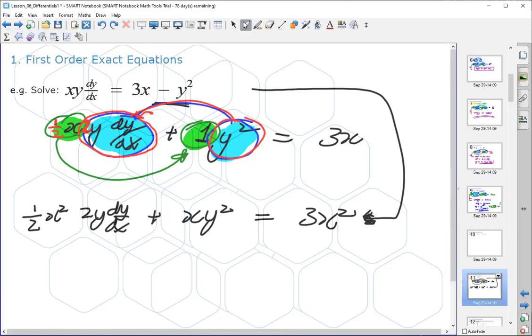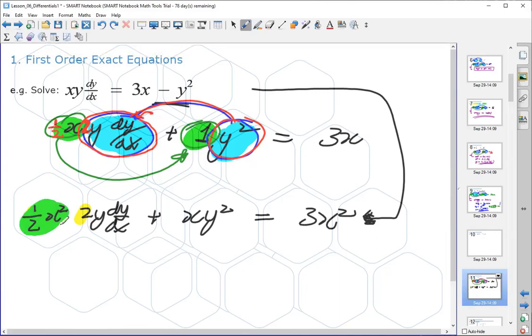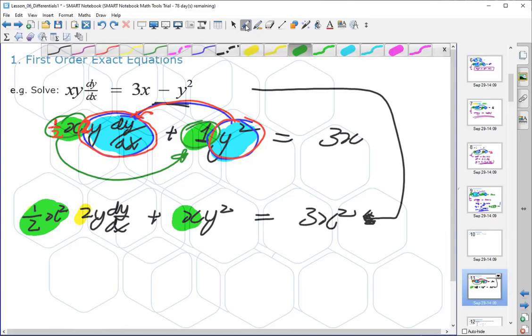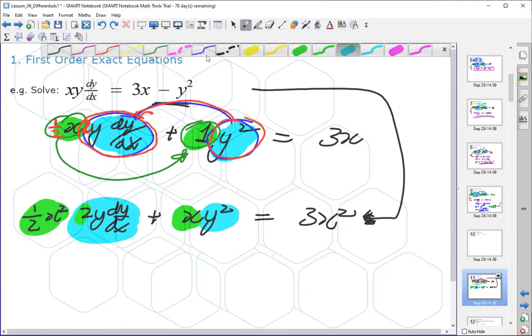All I've done is multiplied through by x. I know I've put a half and a 2 here, but they don't make any difference. They just cancel out anyway. It's still the same equation, isn't it, Harrow? Yeah. Okay. Now, do the x's match up? Yeah, the x's match up. And do the y's match up? Yeah. So are you happy now?